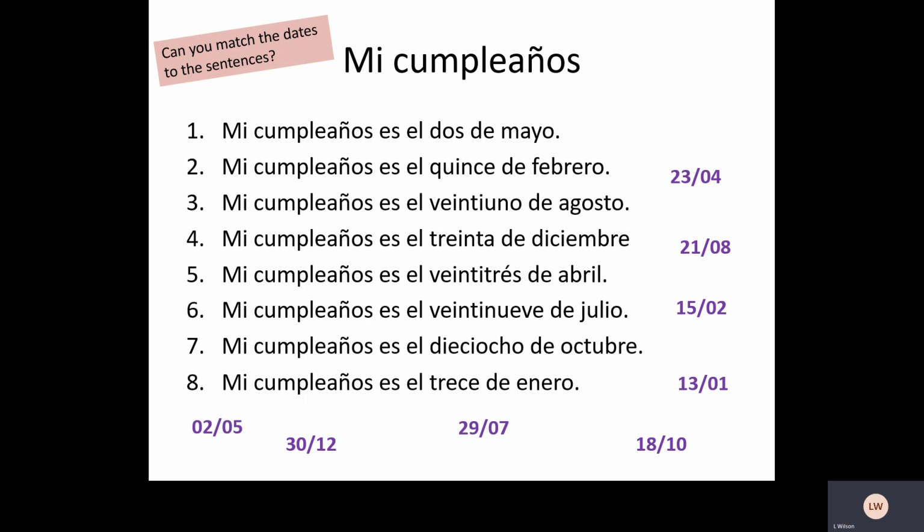7. Mi cumpleaños es el 18 de octubre. 18th of October, 1810. And el último, número 8. Mi cumpleaños es el 13 de enero. 13th of January, 1301. ¿Todos correctos? Did you get everything correct? Excelente, muy bien.